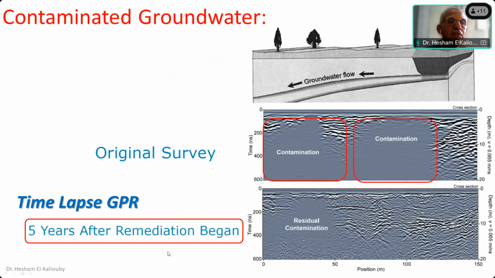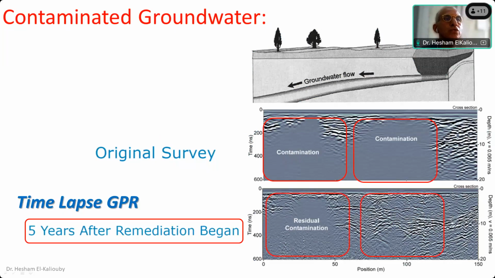After 5 years, with the same survey, they found out this area has been cleaned of contamination. You can see here a strong reflection of GPR. However, there are still residual contaminants in the other site right here, which need to be removed. So it's a good follow-up technique for the detection of different contaminants and to make sure that they are all cleaned or not.